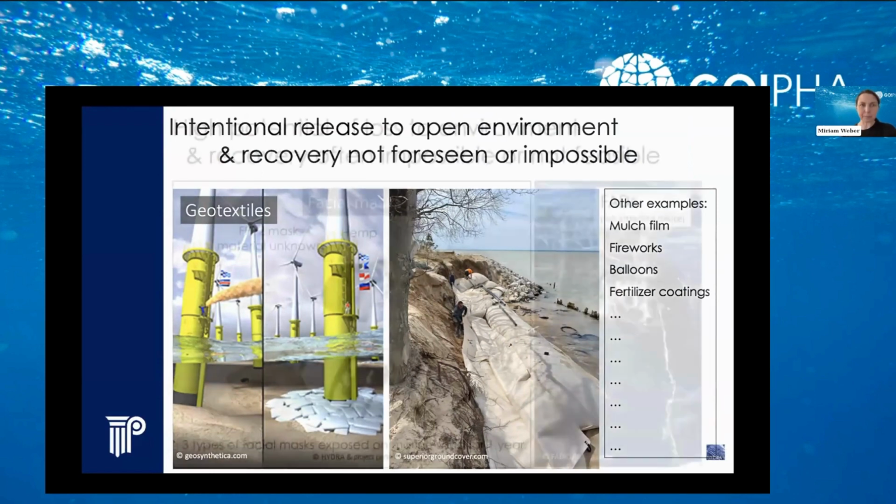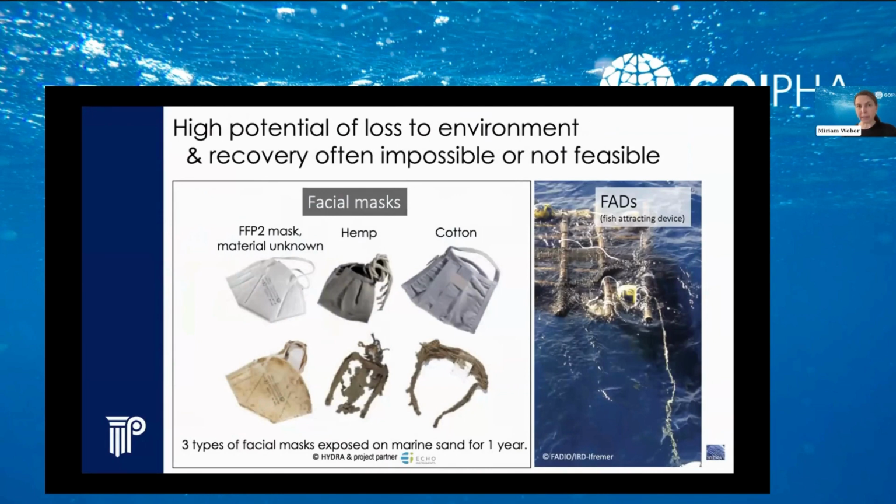The second category we identified is applications with high potential of loss to the environment. Recovery is often impossible or also not foreseen. Here, like during the pandemic, facial masks came up in much more volume. Here you see some examples from our studies looking at different types of facial masks. Another example here is fish attracting devices. The list of these kinds of applications we lose to the environment with high potential of risk of loss is long. These are just 2 examples.